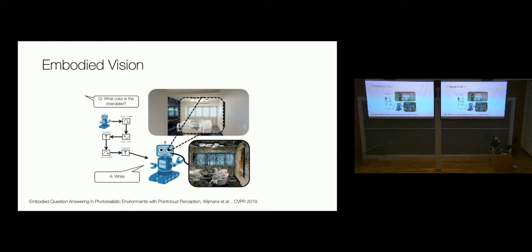A really nice task in this space is embodied question answering, where a human asks a question, for example, what color is the chandelier? And an agent is placed at a random location in the environment, looking at a random scene, and has to find its way through the scene, avoiding obstacles, in order to attend to the object that it was asked to recognize and then answer correctly.